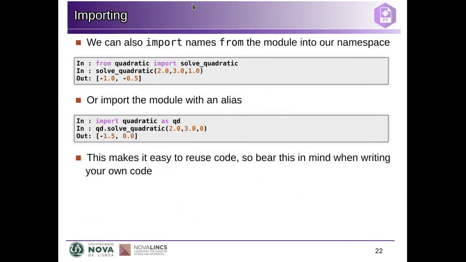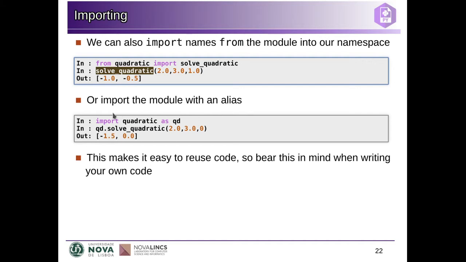But we can import things differently. For example, suppose that from the quadratic module, we only want this function. So we don't need to import the whole module. We just want to use the function. If you use this from the module, import the object, we can import this name directly into our own namespace. And so now we can use it as if it had been defined in the namespace we are currently importing into.